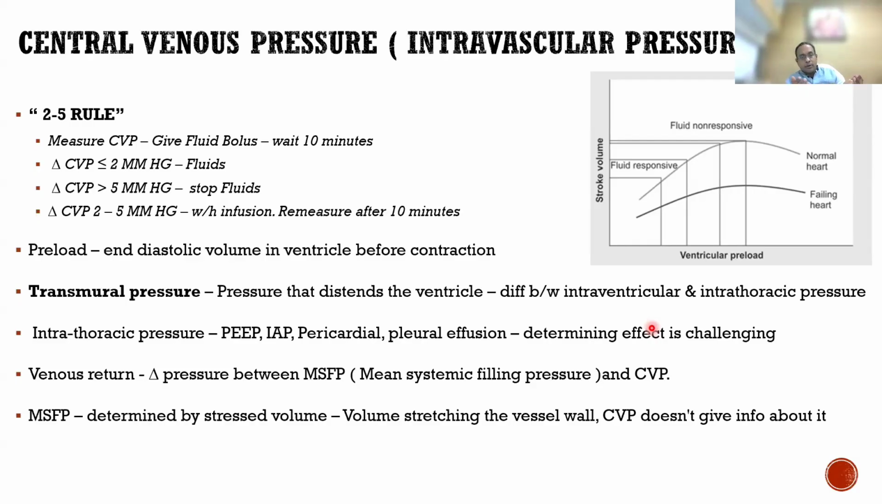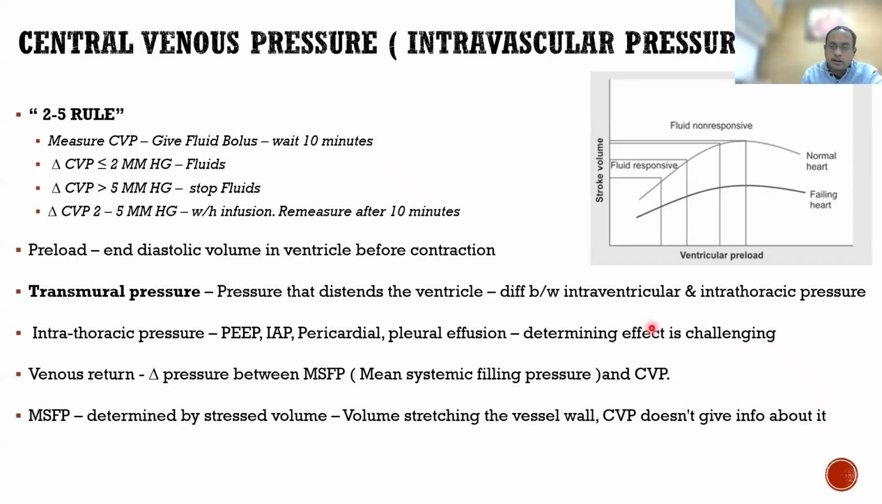Intrathoracic pressure we are not able to measure, especially in critically ill patients, because patients on mechanical ventilation with PEEP, high intra-abdominal pressure, pericardial or pleural effusion, which is very common in ICU patients, actually change the intrathoracic pressure. And venous return depends on the difference of pressure between, as we discussed earlier, the mean systemic filling pressure and CVP. So we don't know what our mean systemic filling pressure is.